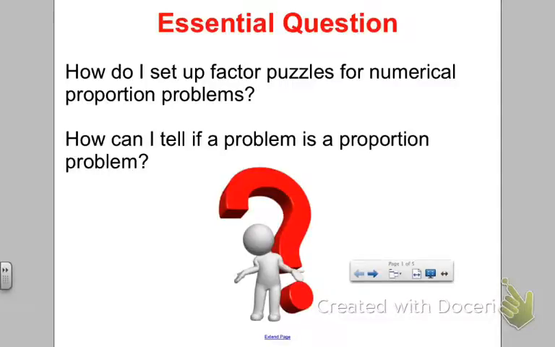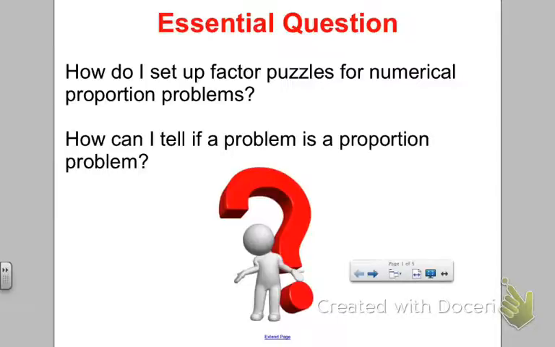Lesson 12. This one actually has two essential questions. First, how do I set up factor puzzles for numerical proportion problems? That just means setting up a factor puzzle for a proportion that isn't in a word problem. It's just numbers. And then how can I tell if a problem is a proportion problem?